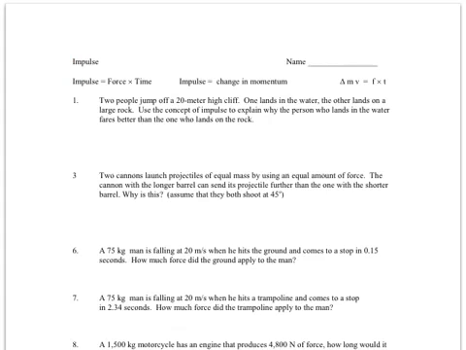The thing to keep in mind is impulse is equal to two things. It's equal to the force on an object times the time that force acts. It's also equal to the object's change in momentum. So we often write it this way: the change in momentum equals force times time.